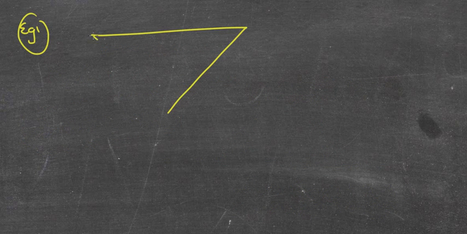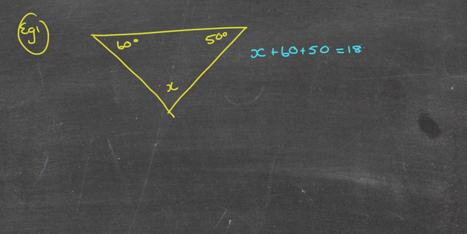Let's start with a nice easy example. Example 1. I'm going to give you a triangle with angles 60 degrees, 50 degrees, and x. The question would read, find the value of x. My first statement would be adding the three angles together. x plus 60 plus 50 is equal to 180 degrees.